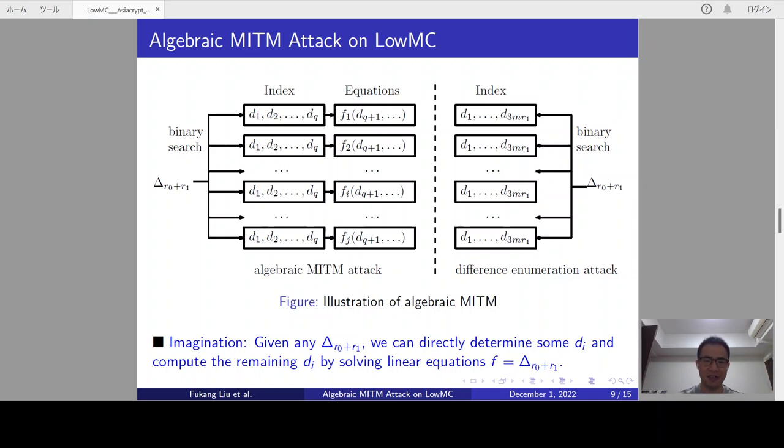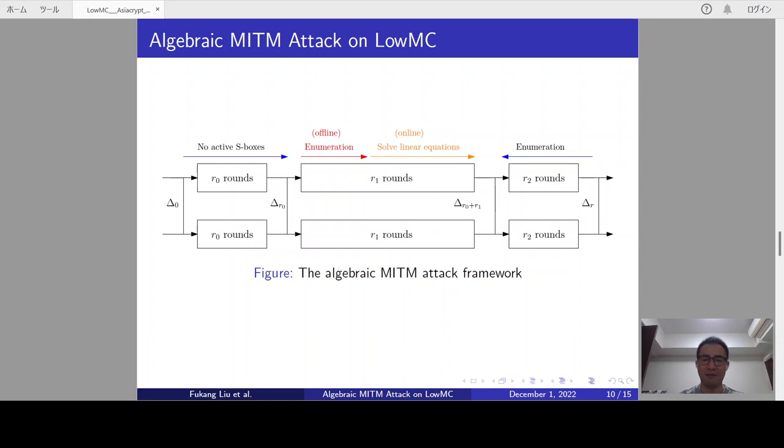The idea is very simple. Different from the previous meet-in-the-middle strategies, instead of storing many values in a table, we store many linear equations in a table, and for a given challenge, we try to find a linear equation system that can be matched with the challenge. In this way, it's obvious that we can reduce the memory complexity because some values are computed by solving a linear equation system. So this is our new attack framework.